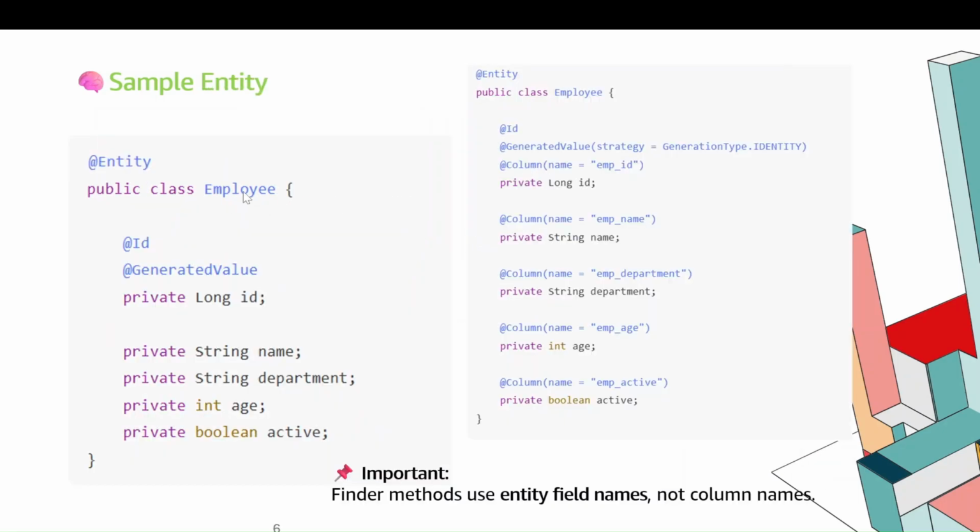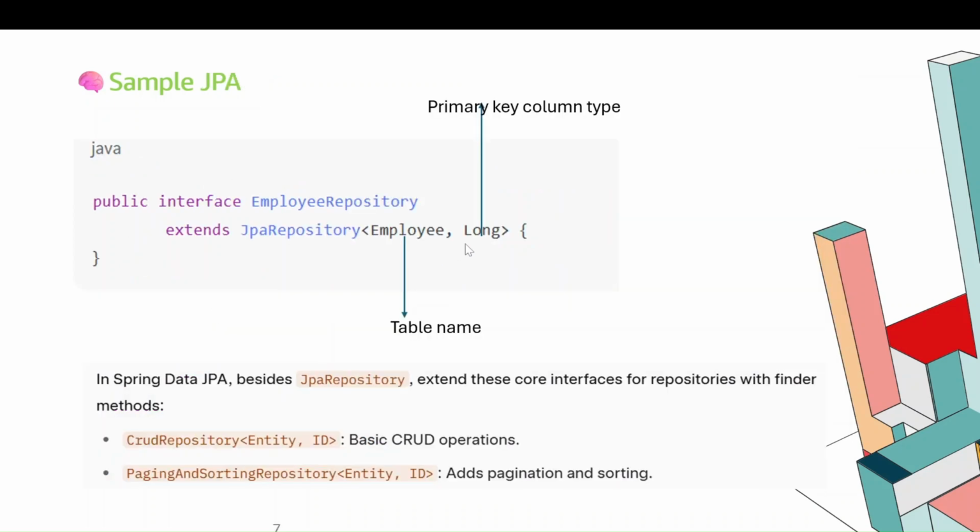Employee is the entity name, and it will map to a table in the database, and the primary key column type is Long. This is how you should define an interface.